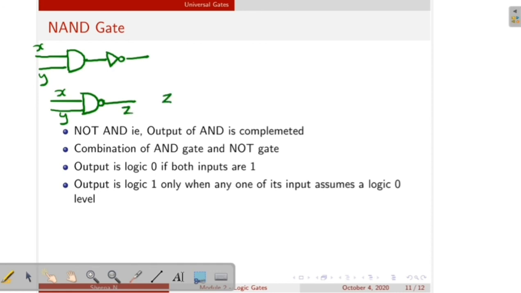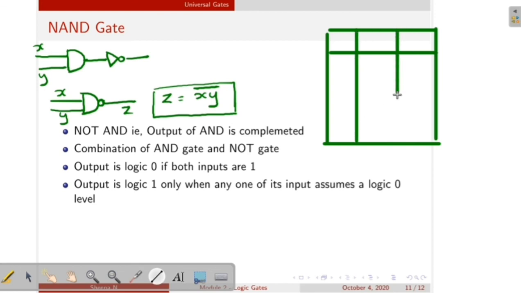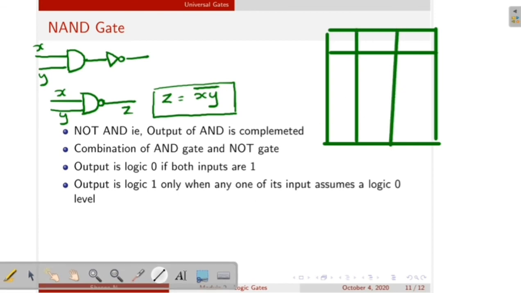So what is Z? Z is equal to, what is AND operation? AND operation is X Y. Its complement is the output of the NAND gate, (X Y) bar. So this is the logical expression for the NAND gate. So we can draw the truth table. Here there are two inputs and one output. The inputs are X and Y and Z is the output. So this is the truth table.